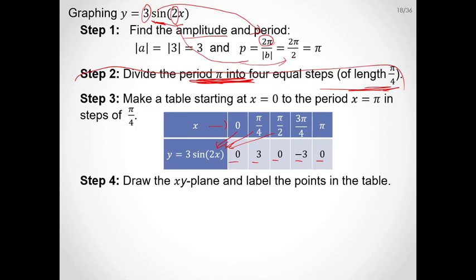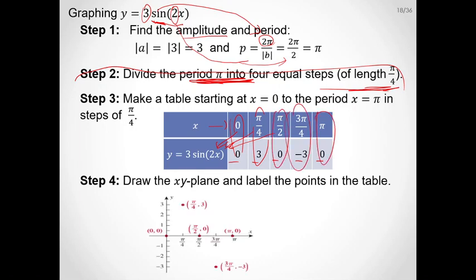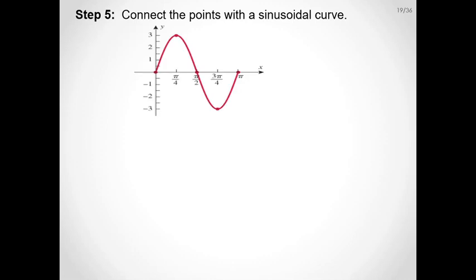And then plot the points here: (0, 0), (pi over 4, 3), and (pi over 2, 0), and the rest. Now (0, 0) is here, and then (pi over 4, 3) is here, and then (pi over 2, 0) is here. Now after this, you will connect the points, so it will be a sinusoidal curve. Sinusoidal means like a wave.